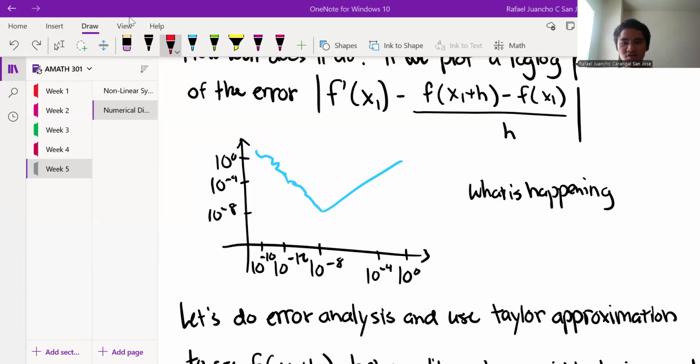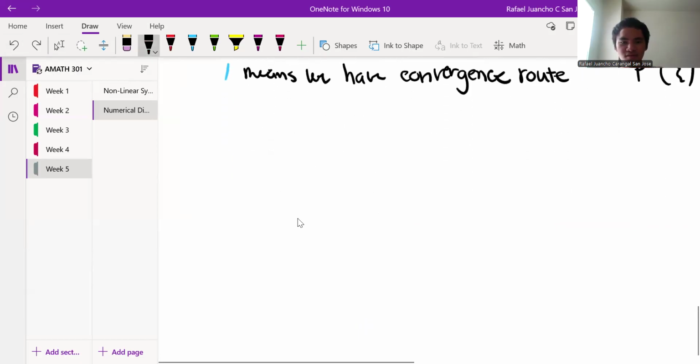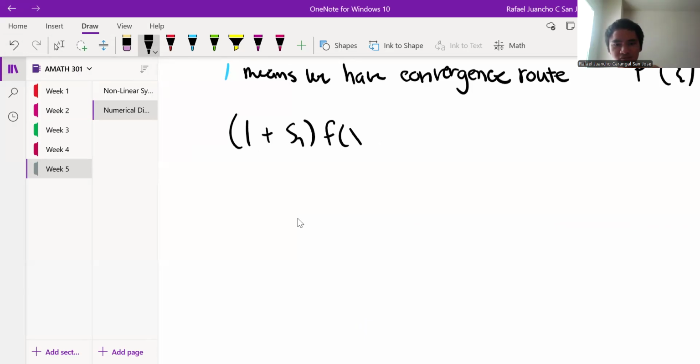And so what a computer actually does, here's what a computer will do, is it will do this, 1 plus s sub 1 times our function. And we also do this. So this is what a computer will do.